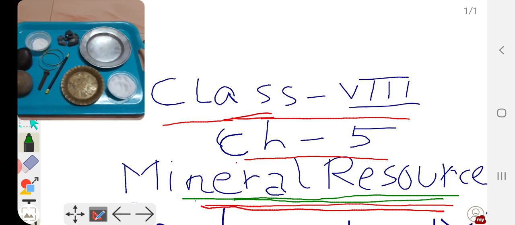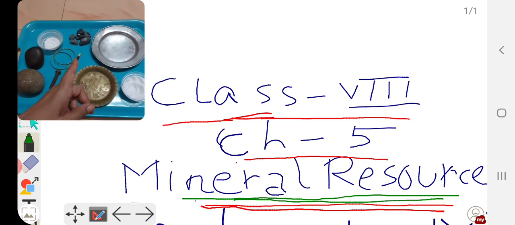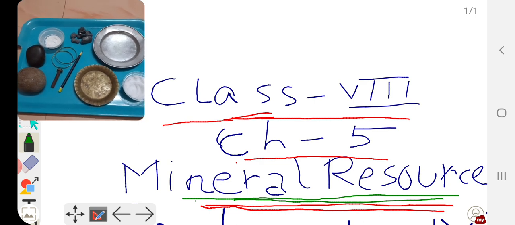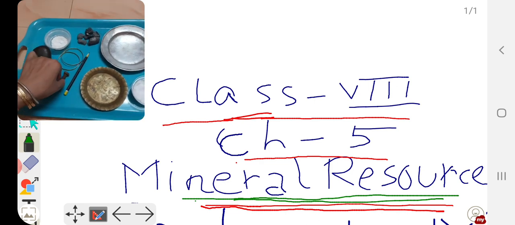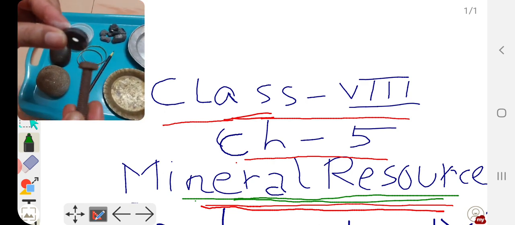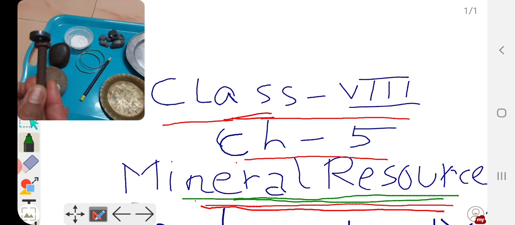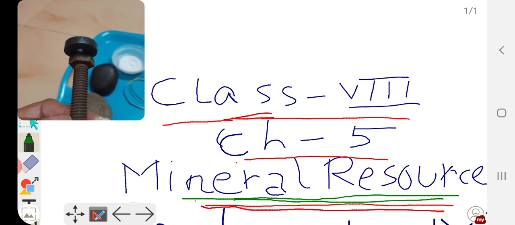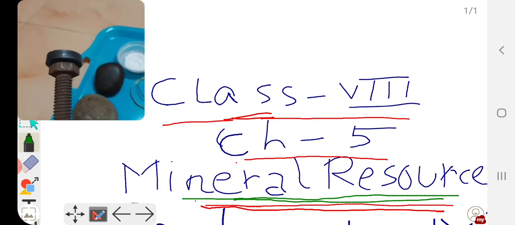Now under the metallic minerals, we have some other categories. The one which contains iron, that is ferrous, and the one which does not contain iron, that is non-ferrous. Now I am doing one experiment. You just see, this is a nut and this is a magnet. I am keeping the magnet over the nut. The magnet got attached to this nut. Got it? I am doing it once again. See, it got attached to it.